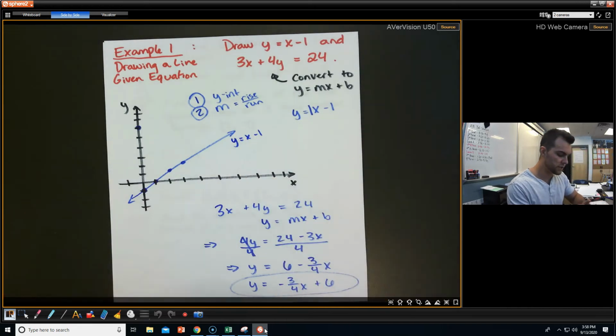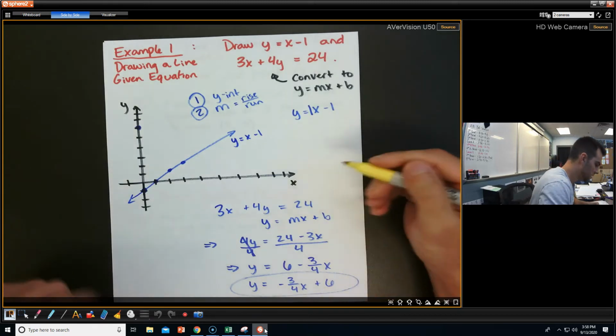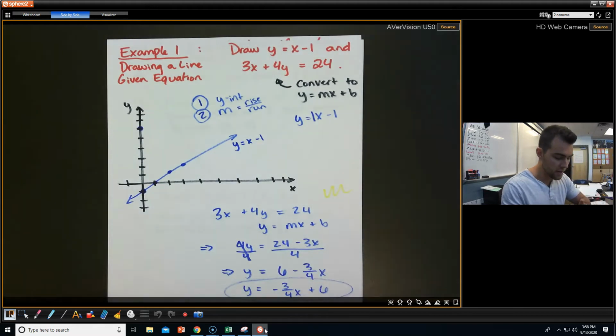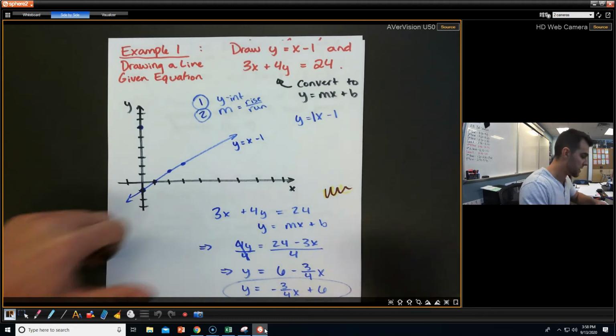Similar here. I'm going to use a different color to illustrate that. I'm going to use yellow. Yellow has not been getting a lot of love, guys. It's kind of hard to see. That's why. Hey, screw yellow. We're going to go brown. That's way better. All right.